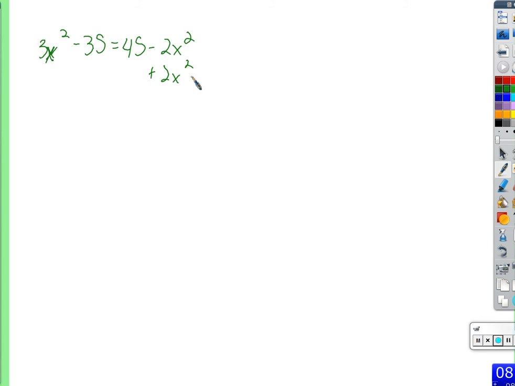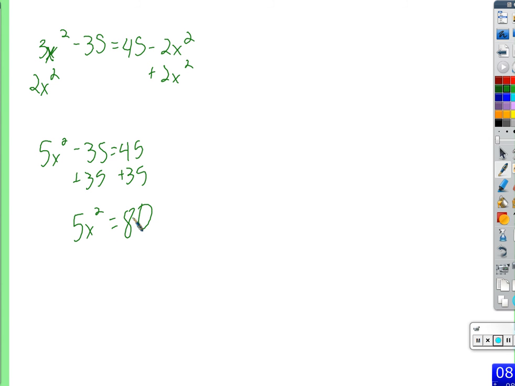Add 2x squared to both sides. So, you get 5x squared minus 35 equals 45. We're getting there because now there's no x squareds over here, they're all over here. Would you add 35? Add 35 to both sides. 5x squared equals 80. Divide by 5. And what do we get when we divide both sides by 5? 16. We got x squared equals 16.